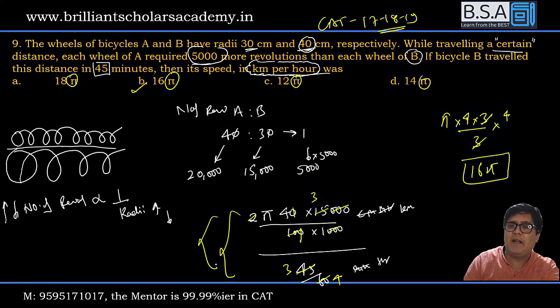Never multiply or divide till the last step. I might want to convert the time into hour and I'm getting 0.75.